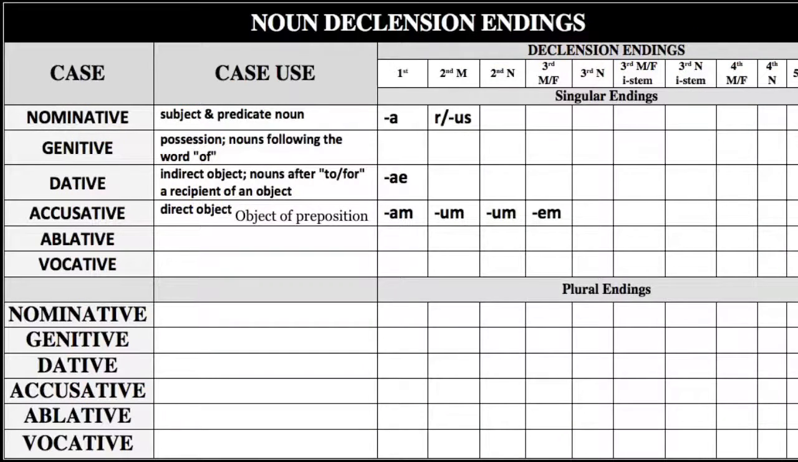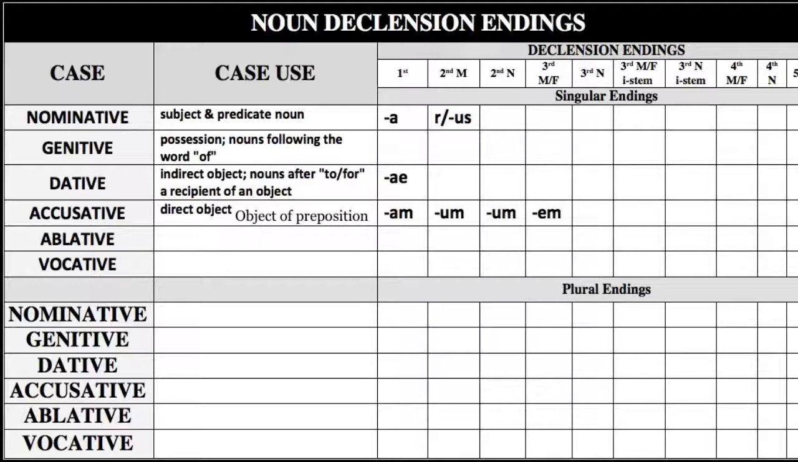We have talked about the dative case and the accusative case earlier because we have already learned inflections for the recipient of an object and for the direct object. But the accusative case, as you can see from the case use column, has another use besides that of the direct object, and that is an object of a preposition. How will we be able to distinguish between a direct object and an object of a preposition?